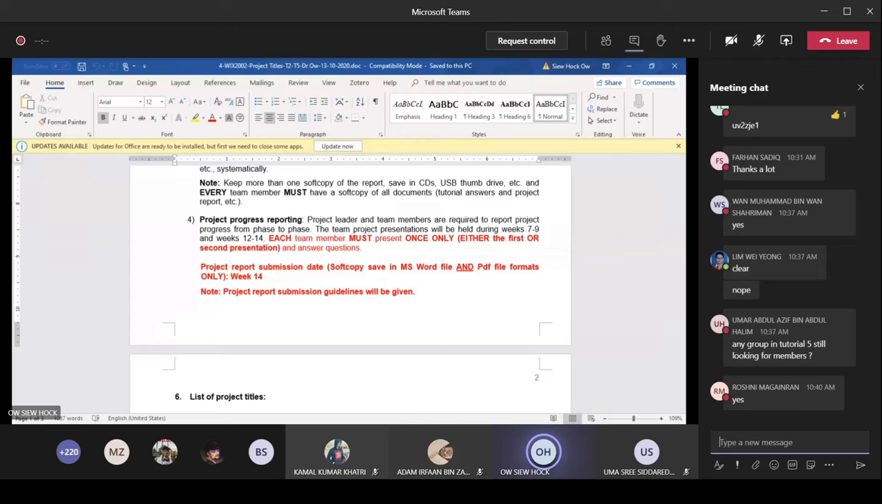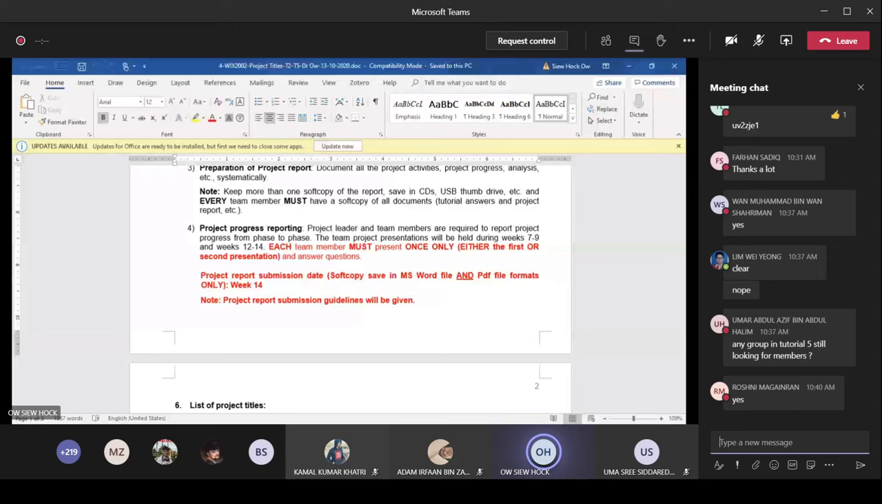Because if only one person keeps the files, only one set, and let's say the system is corrupted, then you are gone. The whole team will be destroyed by this, and you get 0 marks out of 40. So make sure you have many copies, because this always happens. It's risk management. I can tell you an incident later if we have time. If one team member has a problem, another team member can share the backup.